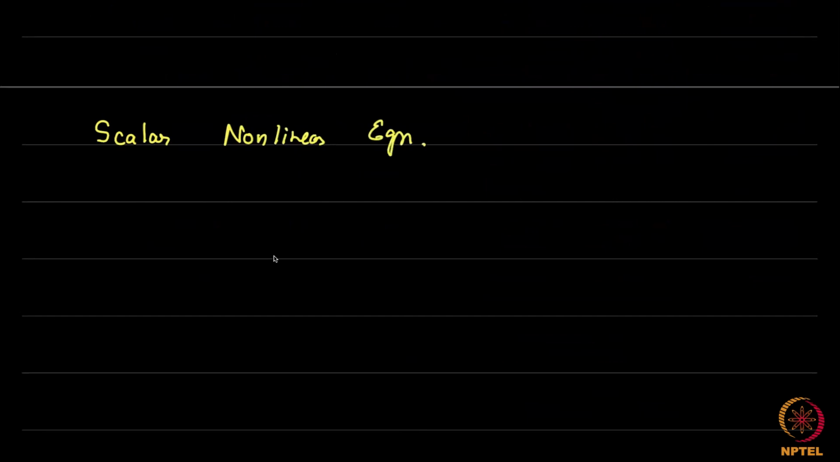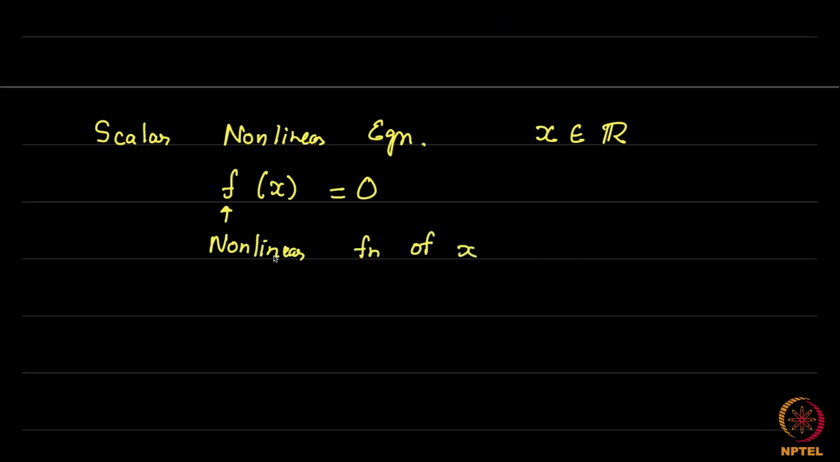What is a scalar nonlinear equation? It means x, the unknown, is just one single variable. It's a real number. And we have an equation like f of x equal to 0, where f is a nonlinear function of x. If it was linear, it is straightforward. So for example, if f of x was linear, it would look like ax plus b equal to 0. Then of course we can directly solve this as x equal to minus b by a.